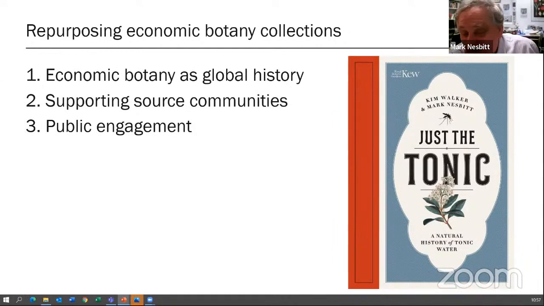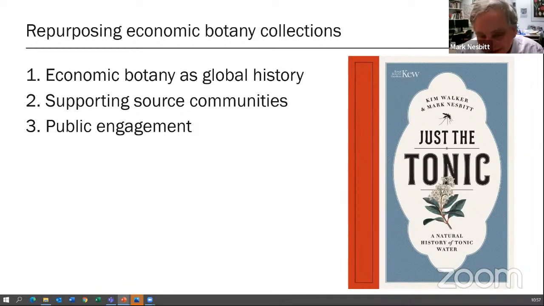And just here's an example that Abdul alluded to, a book written with a PhD student, Kim Walker, Just a Tonic: A Natural History of Tonic Water, a book in which India, which is where the gin and tonic came together, plays a really important part. And this book was a really great opportunity to take a complicated story. It brings together the social history of drink, medicine, colonial botany, and the history of malaria, into a relatively light touch and readable form. And it seems to hit that spot.